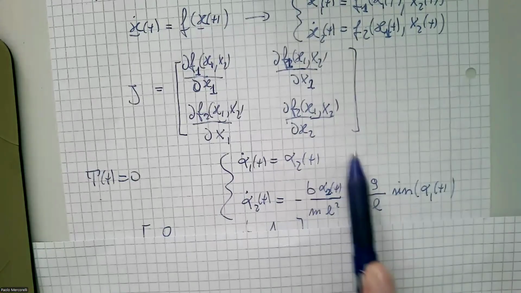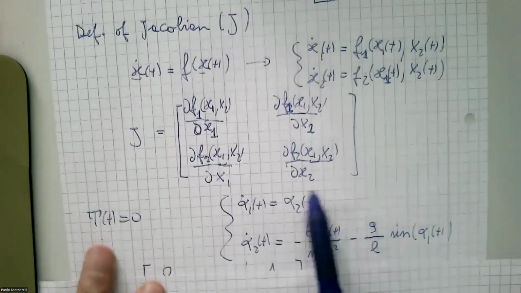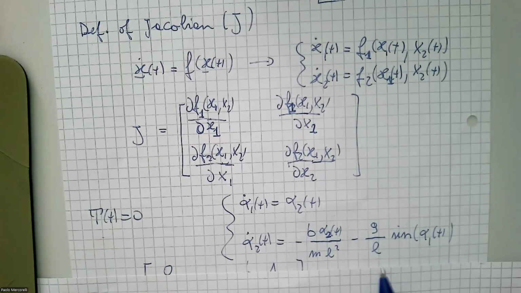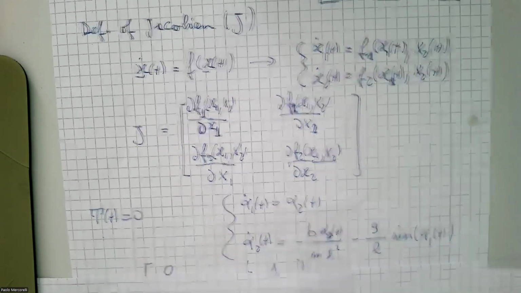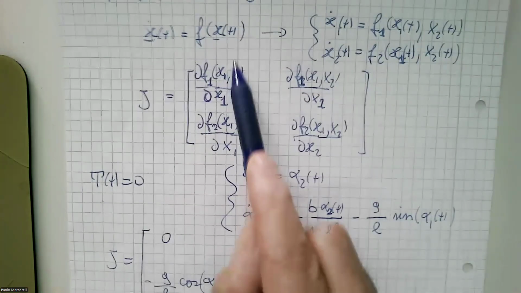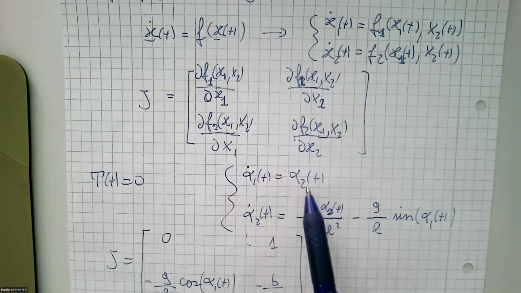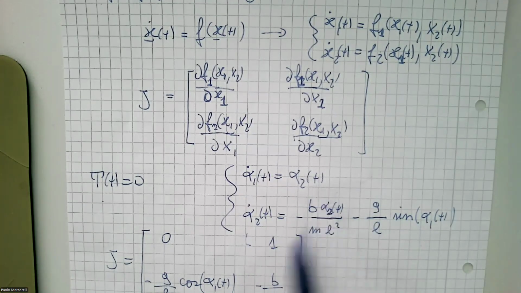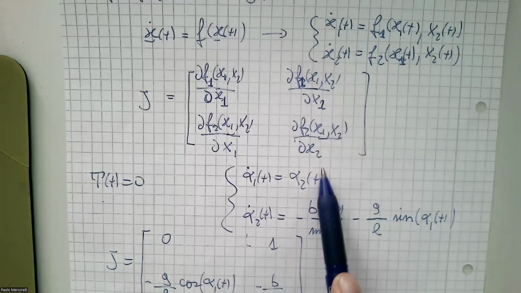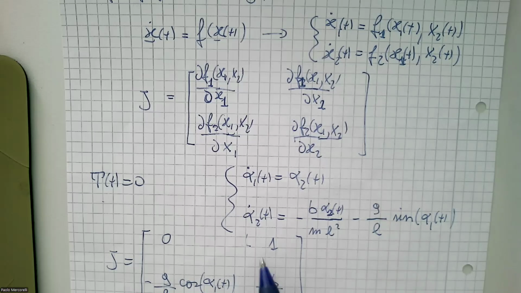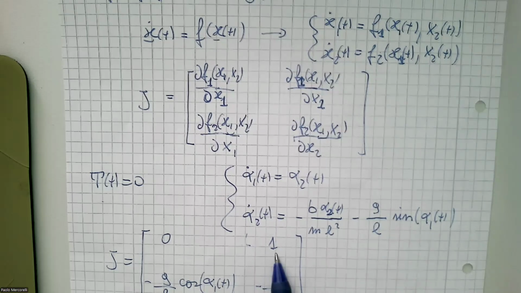Again, this is f1 as a function of the state. We have just alpha 2. And this is f2 as a function of the state, which in this case depends on alpha 1 and alpha 2. Look at the Jacobian. Why 0, 1? Because the derivative of alpha 2 with respect to alpha 1 is 0, because alpha 2 is not alpha 1. And the derivative of alpha 2, which represents my f1, with respect to alpha 2 is 1.